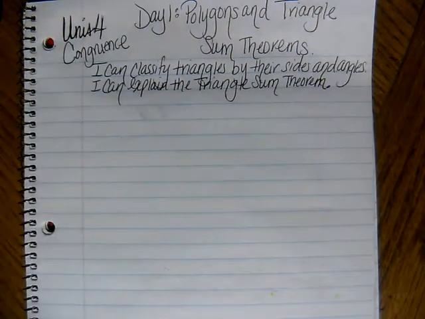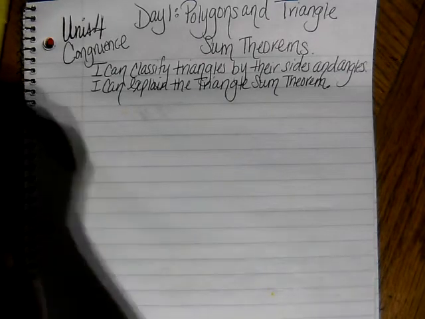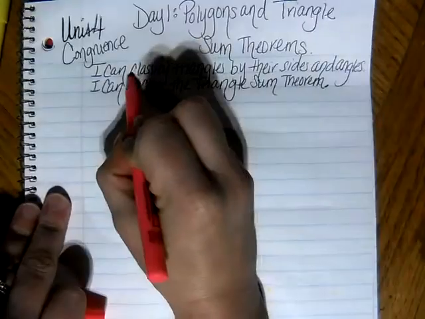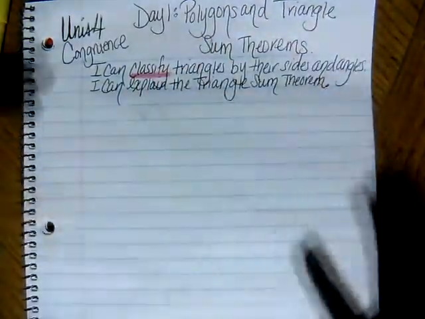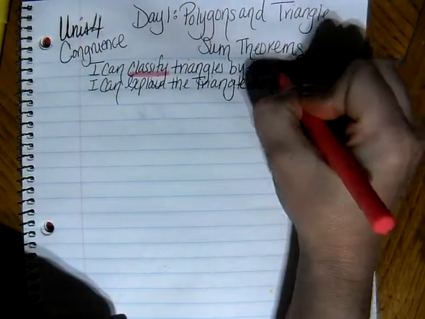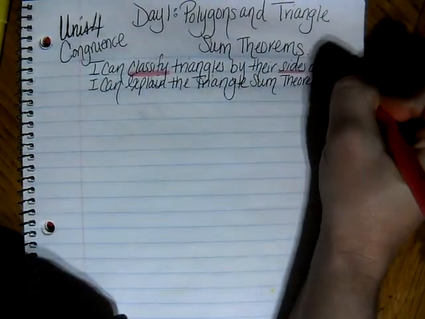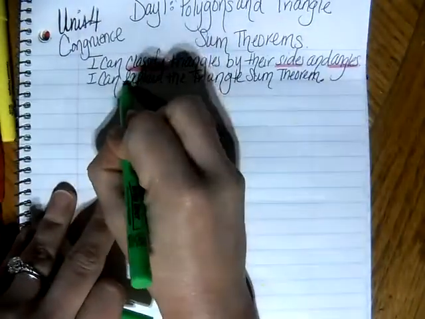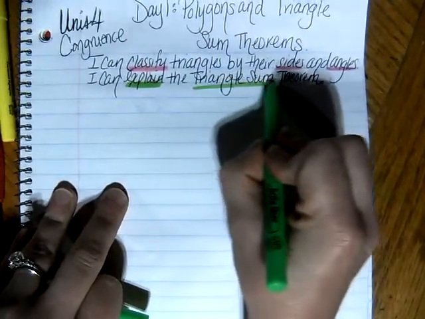Hi everyone, for today's lesson we are going to start Unit 4 and we are going to discuss polygons and the triangle sum theorems. Our learning targets for today are for you to be able to say, I can classify triangles. So classify means that you're going to put them into a category. Classify triangles by their sides and their angles.